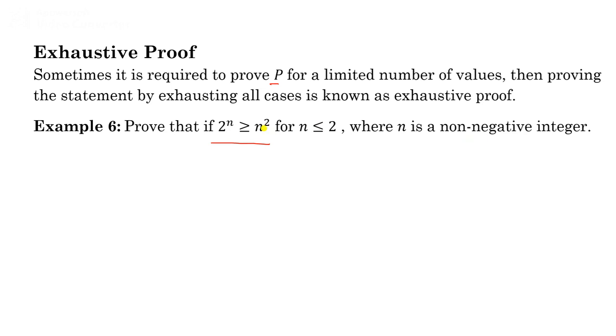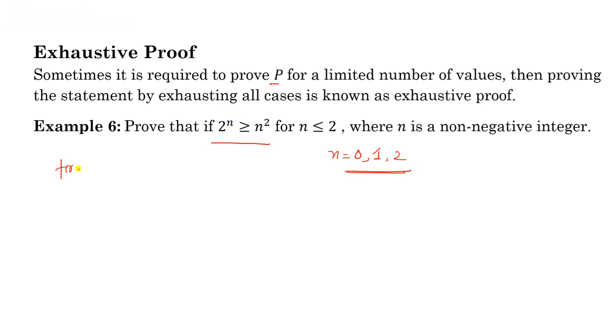Non-negative integer means we have to prove for n less than or equal to 2. It means we only have to prove for n equal to 0, n equal to 1 and n equal to 2, because n is a non-negative integer. Non-negative integer means it may be 0, 1 and 2. So only 3 values are there. So a limited number of values are there. So we can prove this for all these 3 values.